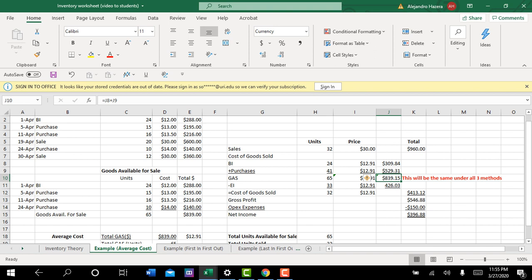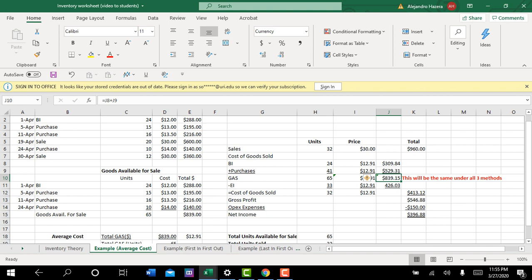So you're going to take what everything could have sold, and based on assumption, we're just going to come up with different methods for dividing that $839 between ending inventory and cost of goods sold. What you could have sold, total available for sale, between what you did not sell and what you did sell. Now you may be asking, why do we do that?